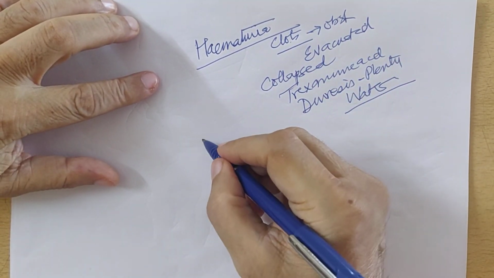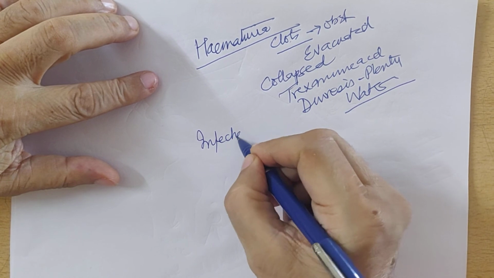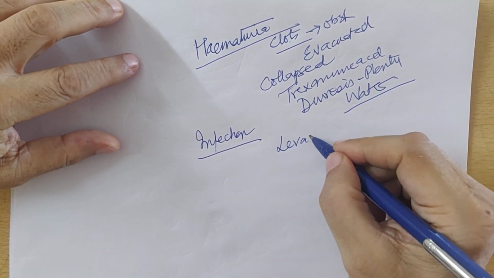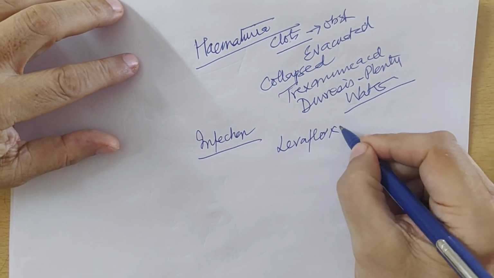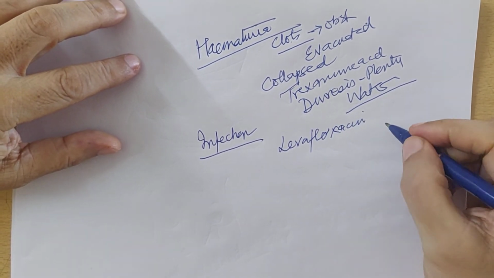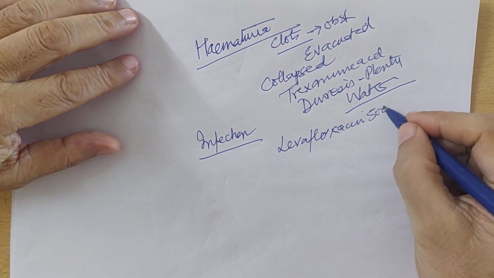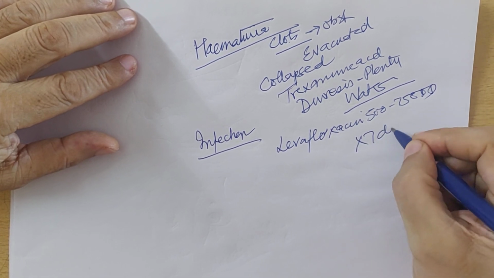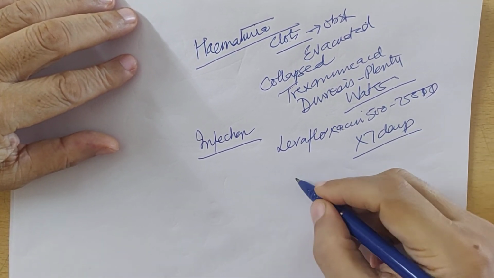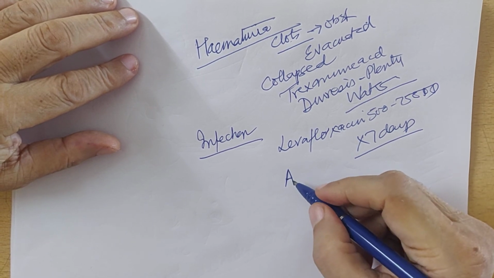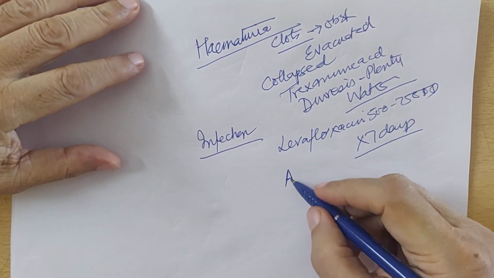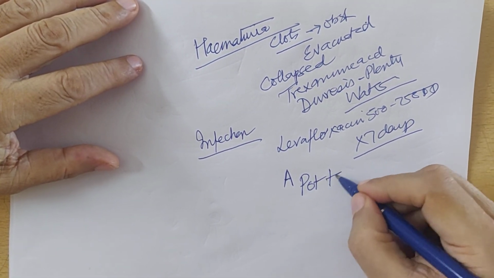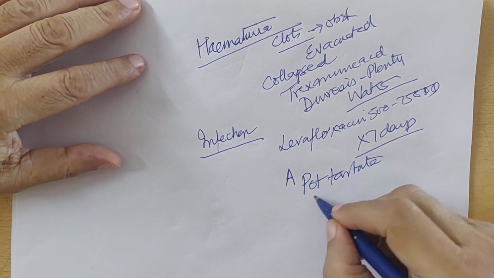With hematuria, there is always infection, and for infection you have to give levofloxacin, 500 or 750 OD for 7 days, and you have to alkalinate the urine by giving potassium citrate syrup in water.